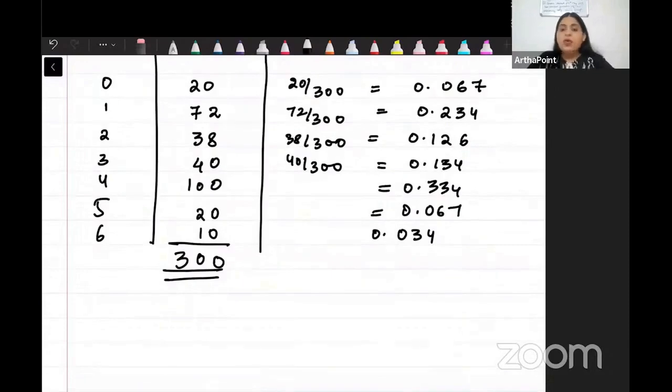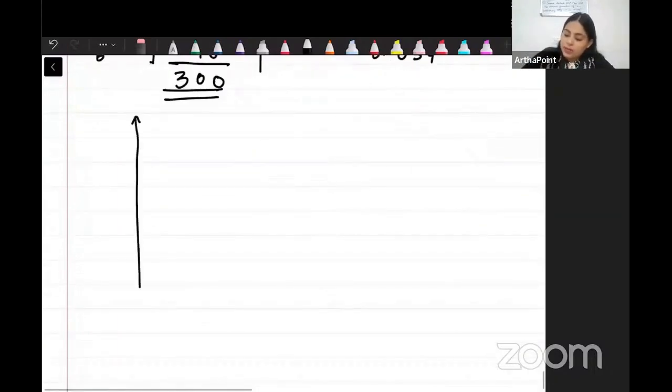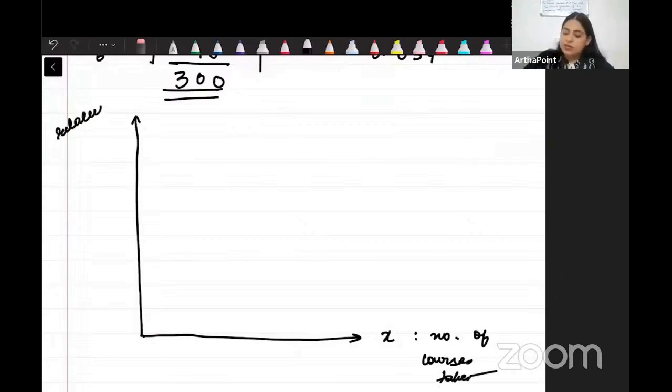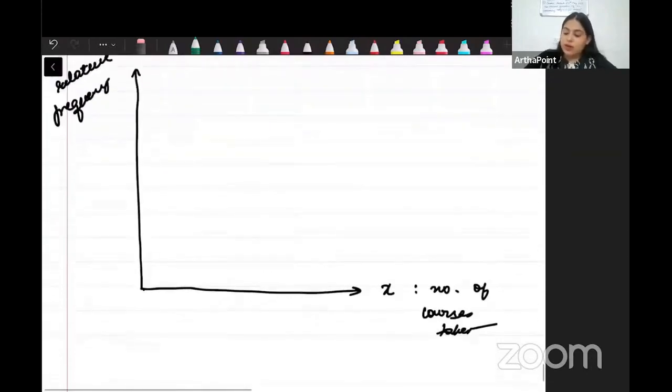Now, I want to show them in a diagrammatic way, in a histogram manner. So what can I do? I will make a diagram like this. I will take X here. X represents the number of courses taken. And I will take relative frequency here. Now, relative frequency, remember, is between 0 and 1. It cannot be above 1, because you are dividing a smaller number by a bigger one. So it has to be between 0 and 1.